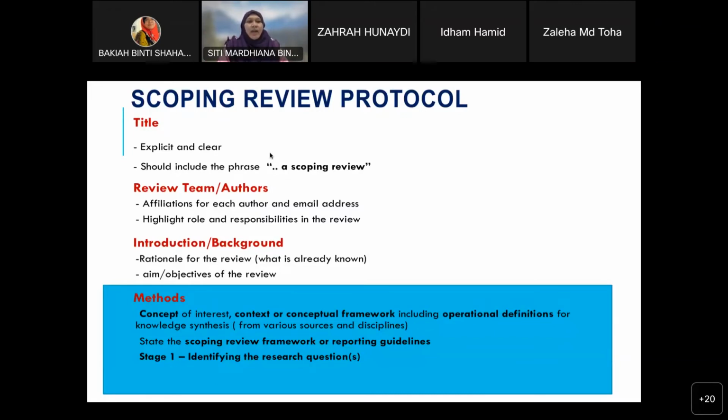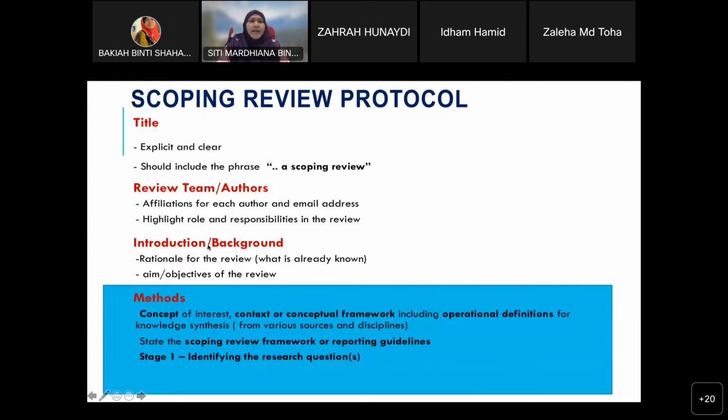And then you have the review team or authors. Okay, you need to include the affiliations for each author and email address, and then highlight the roles and responsibilities in the review. For example, you have author one, who will be the person searching for the papers and then validating and charting the evidence. And then you have the second person that only validates the evidence.